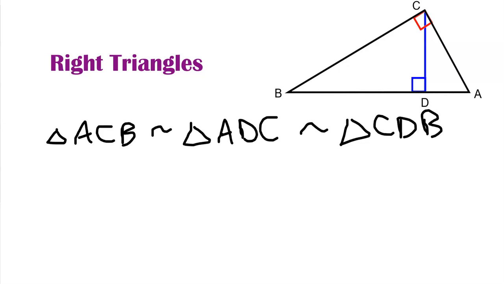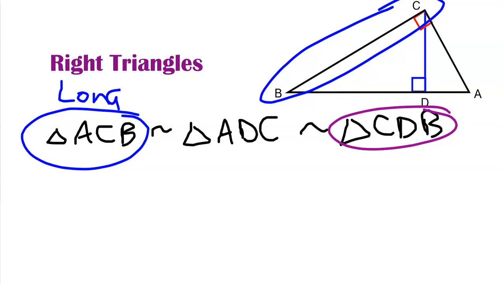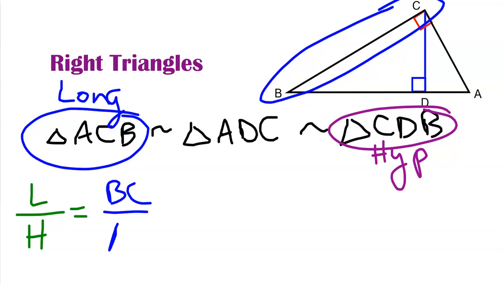So BC is a part of two of the triangles, ACB and CDB. In ACB, our original triangle, BC is the long leg, and in CDB, one of the smaller triangles, BC is the hypotenuse. So as before, let's set up those ratios so that we have long leg over hypotenuse. In triangle ACB, the long leg is BC and the hypotenuse is AB. In triangle CDB, the long leg is BD and the hypotenuse is BC.